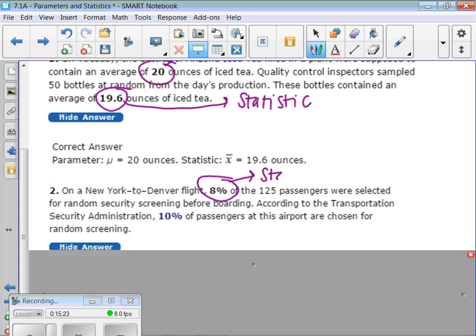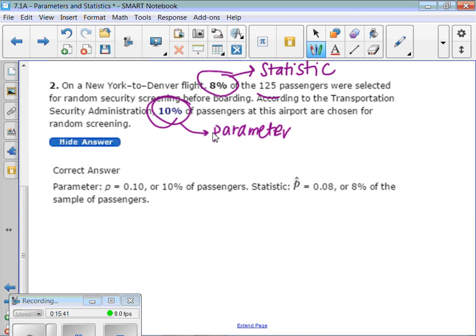This is the statistic because it goes with the sample that we did. They claim that 10% of passengers are actually chosen. This is the parameter. Supposedly, this is the true proportion, okay? And again, notice how they label them. So p is 10% and p hat is 8%. So p is the true p and p hat is from your statistic, all right, as far as symbols go. And we'll be doing a lot of these, so you will get good at them.